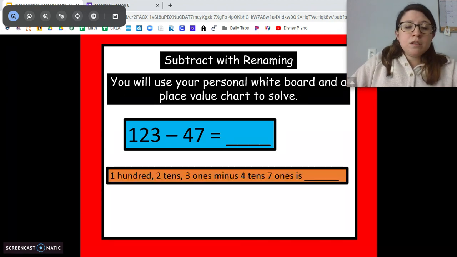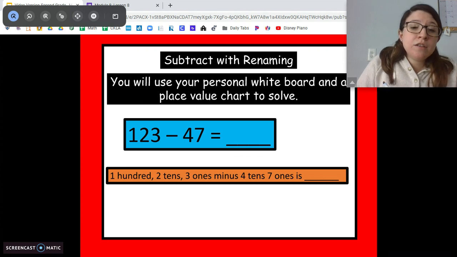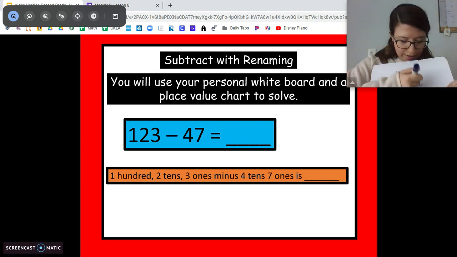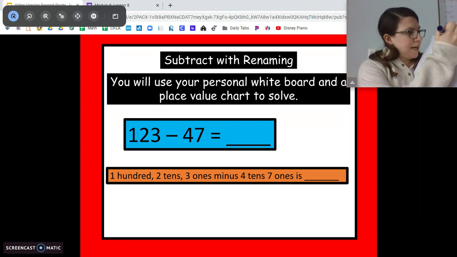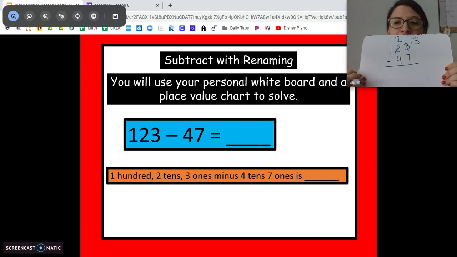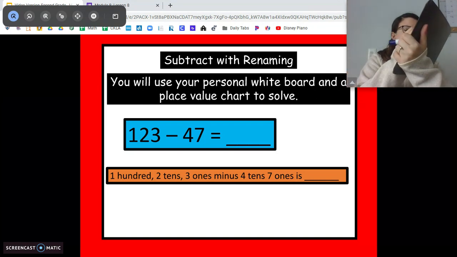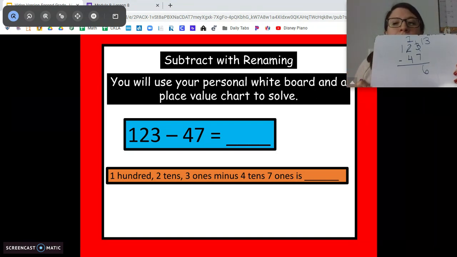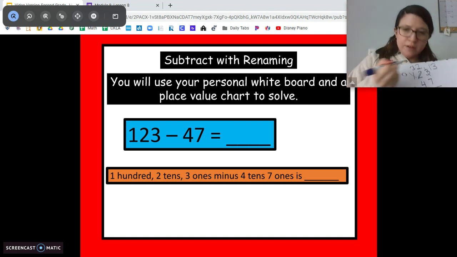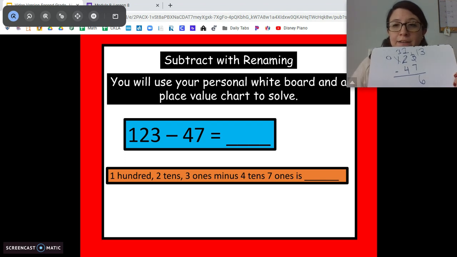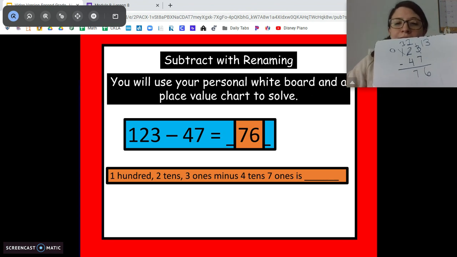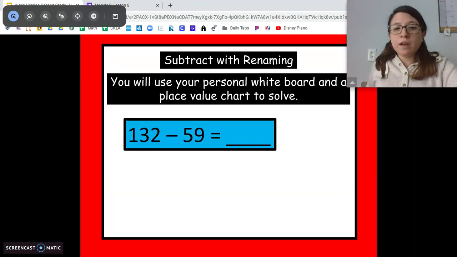All right, here we go. So we have 100, 2 tens, 3 ones, minus 4 tens, 7 ones. When we do this, we can't take 7 from 3, so I'm going to take some tens. 1, add my tens over here. 13 minus 7. Now we can't take 1 from 4, so we're going to take some hundreds, move them over. 11 minus 4 gives us 7, and we end up with 76. Nice. All right, try this one on your own.